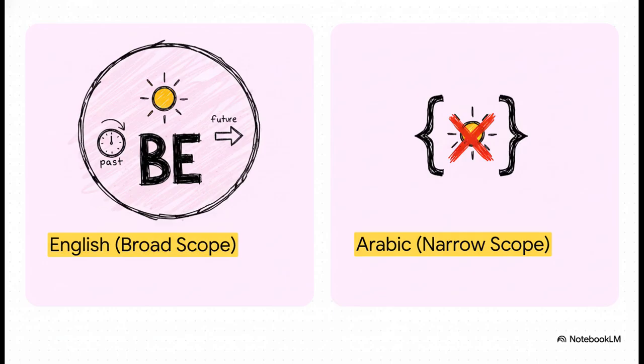Another key difference is what we call a rule's scope. Think of it like how widely a rule is applied. In English, the rule to add a linking verb like is or are has a very broad scope. It applies in the present, past, and future. But in Arabic, that same rule has a much narrower scope. It applies for past or future, but for simple "my brother is a student" type sentences in the present, you don't use a verb at all.